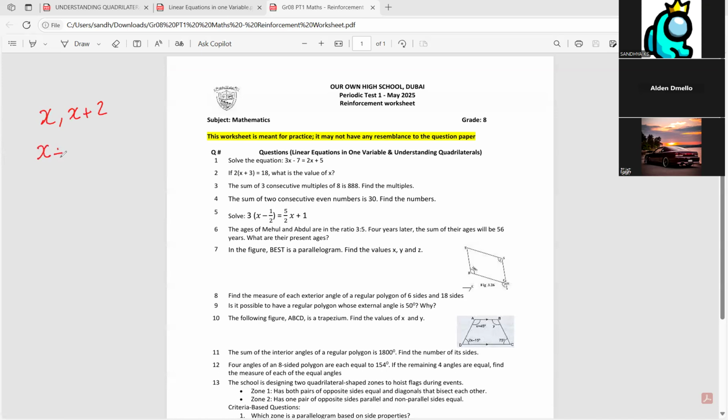So x plus x plus 2 is equal to 30. That is the meaning. x plus x will become 2x. 2x is equal to 30, plus 2 goes to the other side, it will become minus 2. 30 minus 2 is what? 28. So 2x is equal to 28. Multiplication goes to the other side, it will become division. So divided by 2. 28 divided by 2 is 14. So our answers are 14 and 14 plus 2. 14 plus 2 is what? 16. So 14 and 16. Clear? Yes, ma'am. Understood, ma'am.